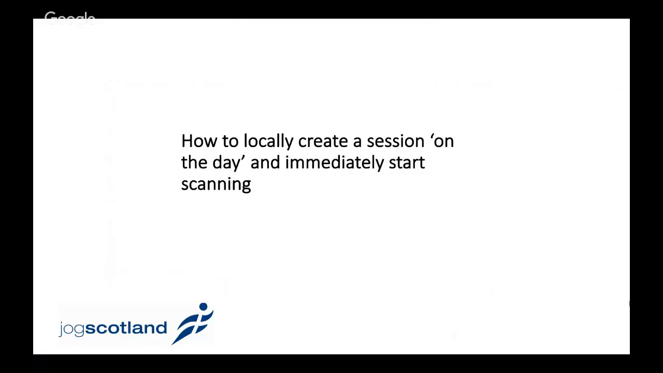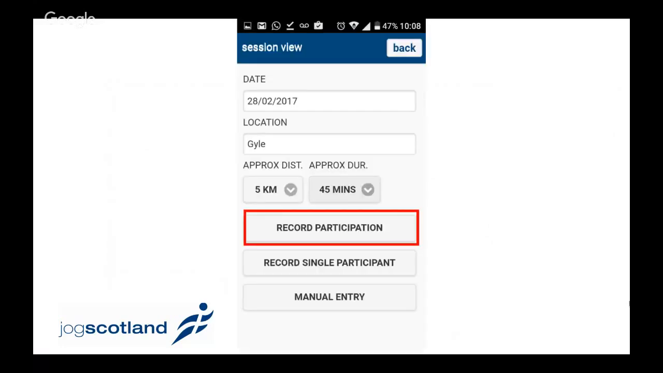Now I'll show you how to locally create a session on the day and immediately start scanning people's barcodes. To locally create a session on the day and immediately start scanning, follow the instructions from the previous section, but stay on the session view page instead of going back. Tap the Record Participation button to start scanning everyone's barcodes. This will launch the scanner, which is a camera viewfinder with a line through the center.